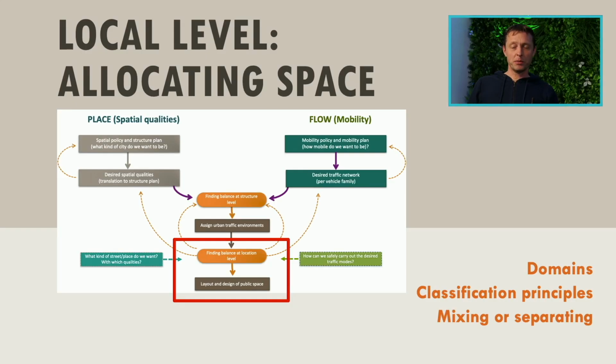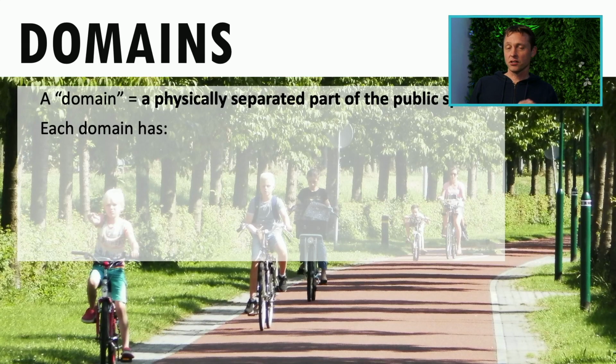Maybe I can tell a bit more about the design stage. So that's the final part of our methodology. And it's only then when we really start allocating vehicle families into pieces of space in our cross-section. And I think it's best to demonstrate it by a lot of examples, but first we have to discuss three concepts which are quite central in the Good Street methodology. And those will be domains, classification, principles, and the big question of mixing and separating. So let's start with the domain.